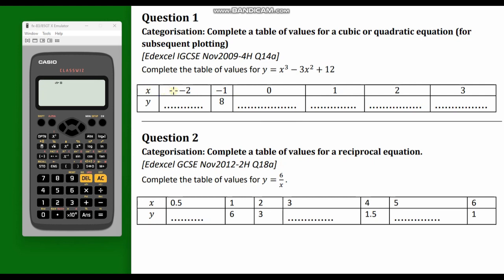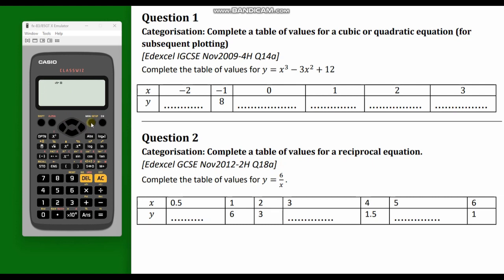So they've given us a value for x. We need to work out the corresponding value for y. And one of them has already been given to us. So for this, we will need to go into table mode in our calculator. At the moment, we're just in the standard calculate mode. But to change modes, you just click on this button here.